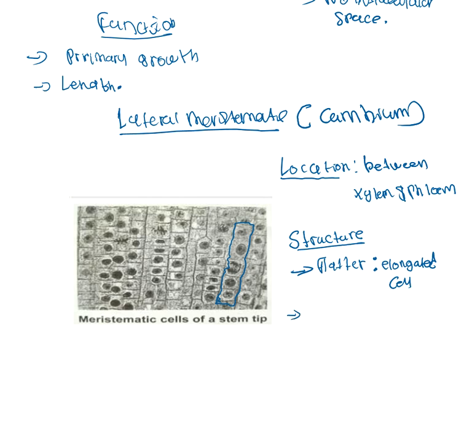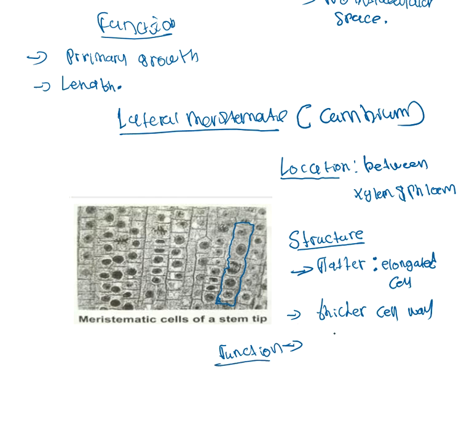If we look at their cell wall, the cell wall of the apical meristematic tissue is thin. But that of the lateral meristematic tissue is thick. They have many layers to make sure the cell wall is very thick, as compared to the apical meristematic. So what is the primary function or role of this lateral meristematic tissue?